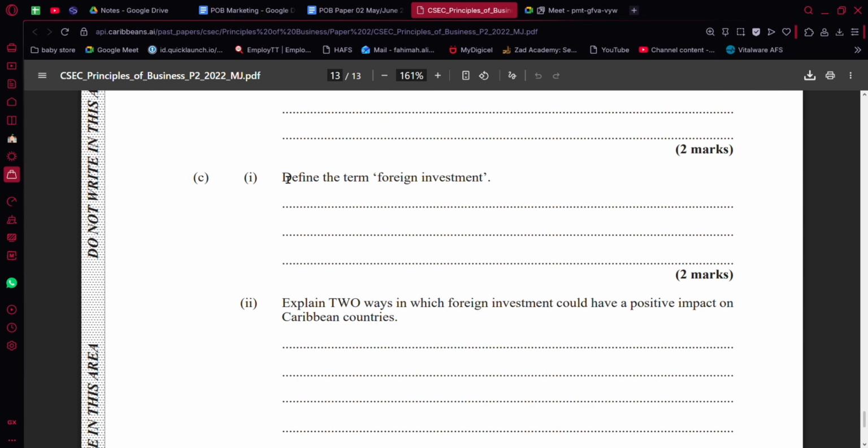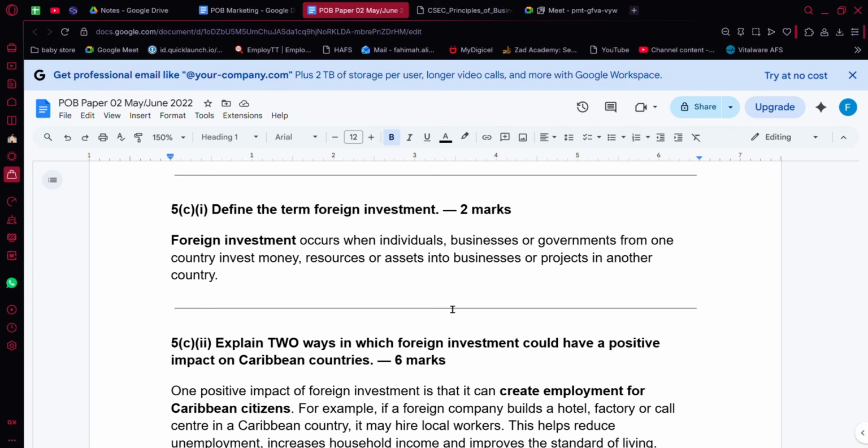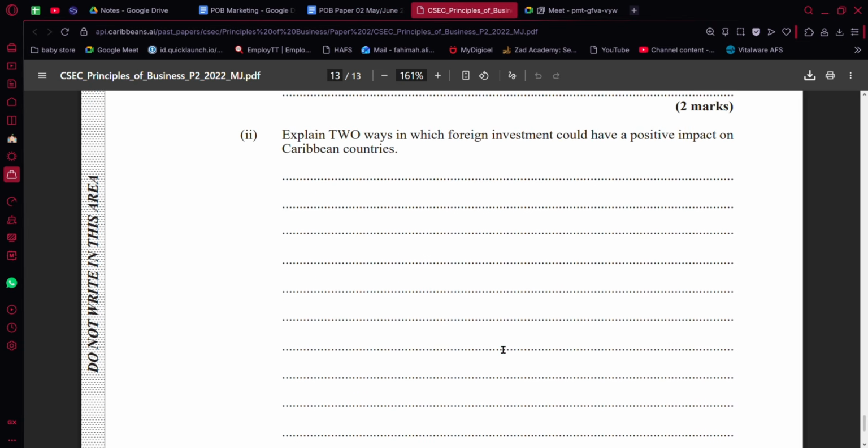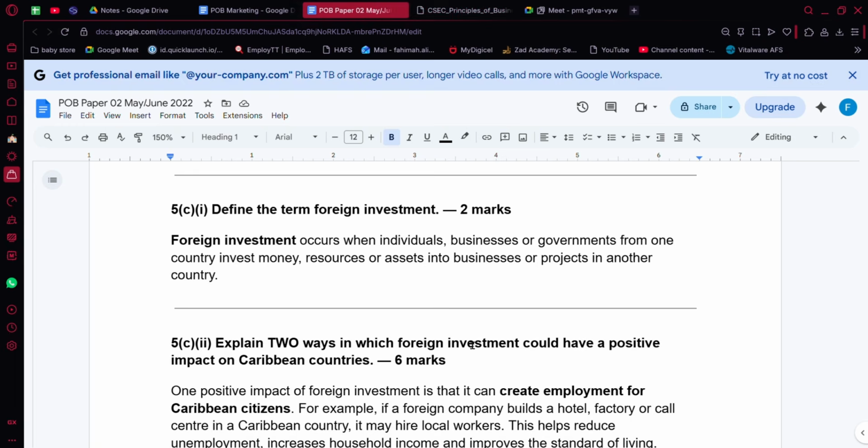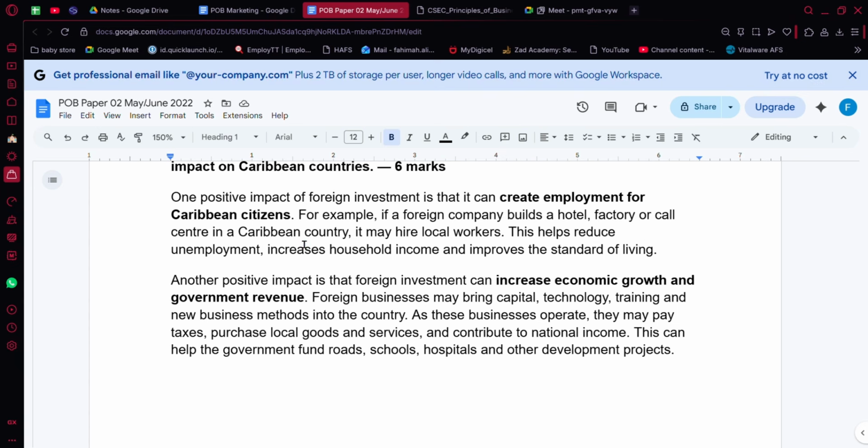Next one, define the term foreign investment. Foreign investment occurs when individuals, businesses, or governments from one country invest money, resources, or assets into businesses or projects in another country. Next question, explain 2 ways in which foreign investment could have a positive impact on Caribbean countries. One positive impact of foreign investment is that it can create employment for Caribbean citizens. For example, if a foreign company builds a hotel, factory, or call center in a Caribbean country, it may hire local workers. This helps reduce unemployment, increases household income, and improves the standard of living.